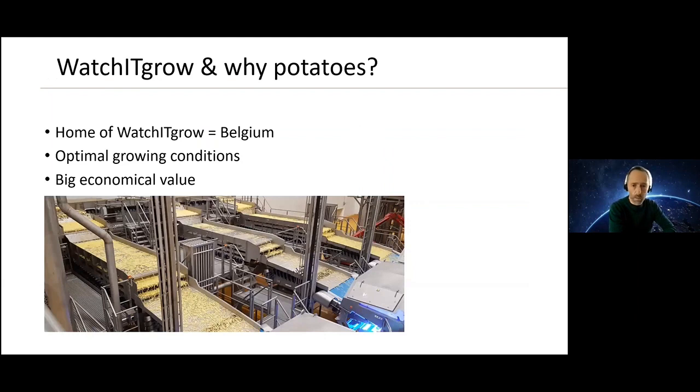So why did we start with potatoes? Well, we live in Belgium, and in Belgium we have, as you probably know, optimal growing conditions for potatoes, and there's a substantial economical value in the whole industry, where we have a large potato processing industry and a lot of farmers that grow potatoes. So the economical value is really important for Belgium as a whole, and that's why we decided to focus at first instance on potatoes, as it is a cash crop in Belgium.